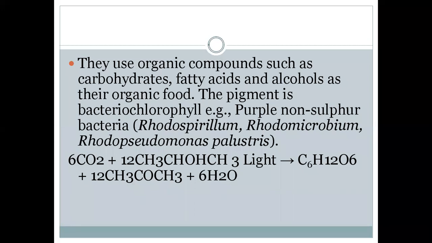So, this is the equation of this category, that is 6 carbon dioxide. They are utilizing organic compounds, and in presence of light they are making glucose and other compounds along with water molecule.